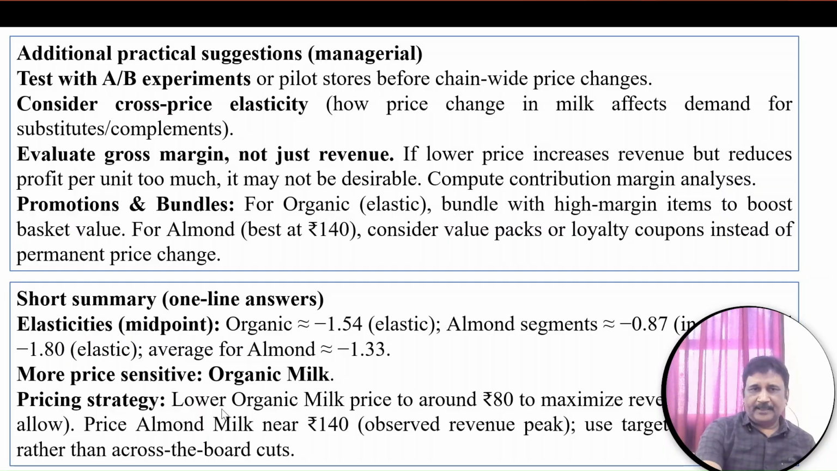Pricing strategy: lower organic milk price to rupees 80 to maximize revenue if margins allow that. Price almond milk near rupees 140, observed revenue peak. Use targeted promotion rather than across the board cuts. So this will make you pro in making the decision based upon price elasticity of demand. Thank you.